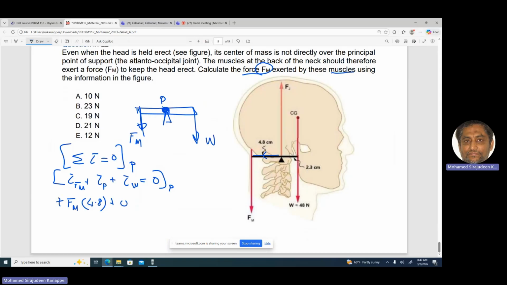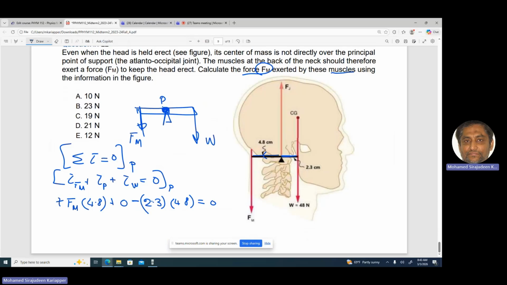The other one is 0, and the torque from W will be 48 newtons. This is going to be negative. Let me not put the sign now; let me get the magnitude. That is the R now. Is it given? 2.3. Okay. Multiply by 48. It is negative, equal to 0.